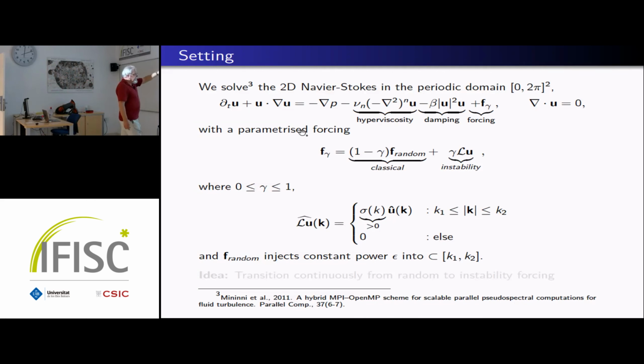You can think of this as a model of, you know, this could be from shear flow instability. It could be from convective instability in the third dimension, something like that. It's just a model of a.